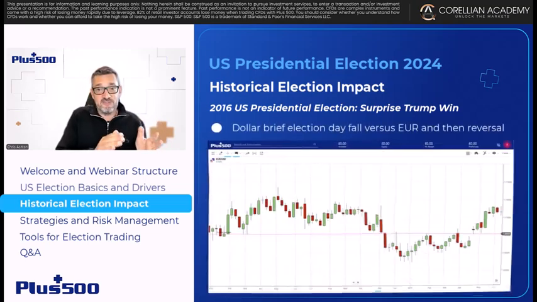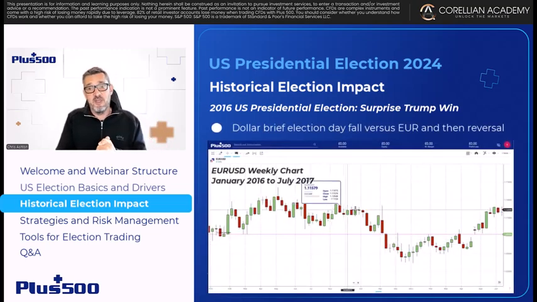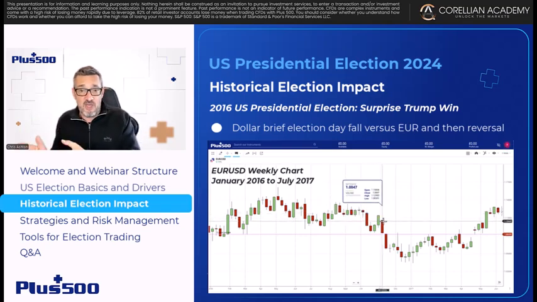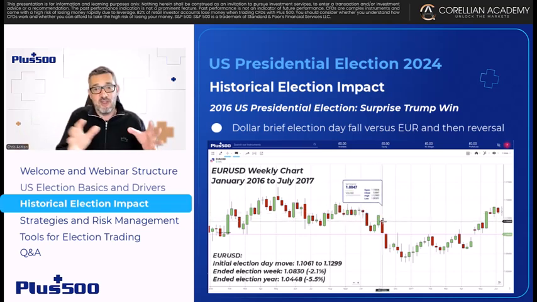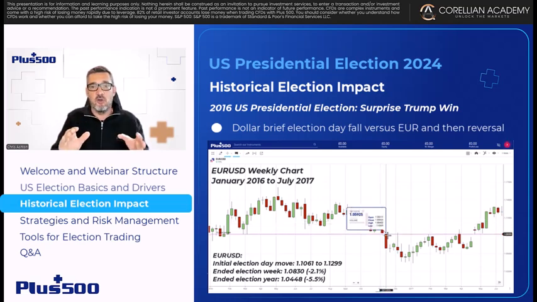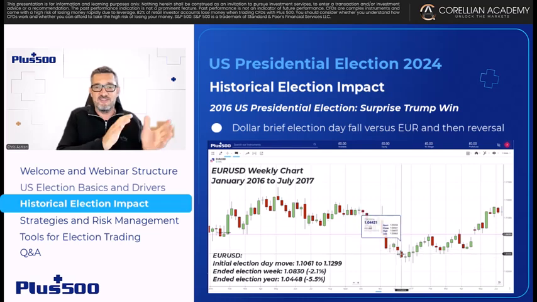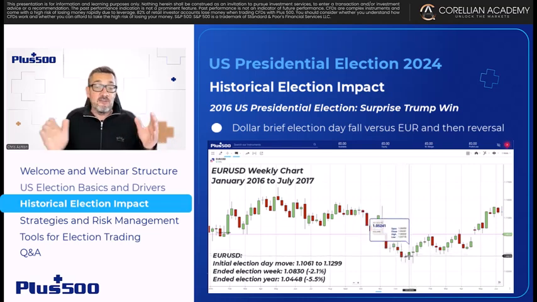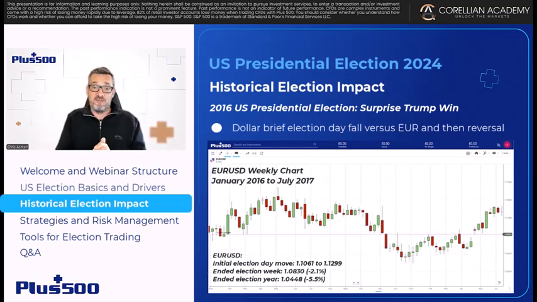The dollar strengthened significantly following Trump's election. This was driven by expectations of higher US growth, rising interest rates, and investor confidence in US assets. In the months after the election, the dollar reached multi-year highs against several major currencies. So something similar could well happen this time.